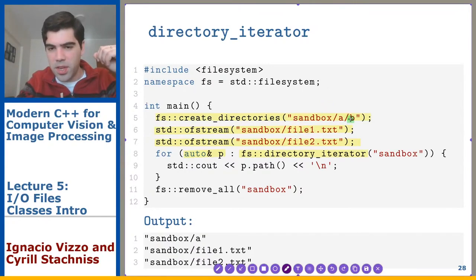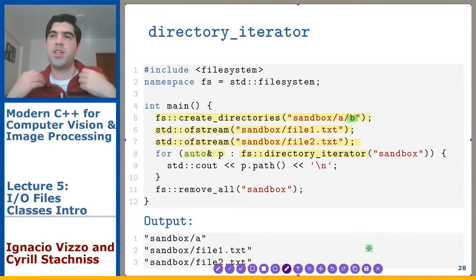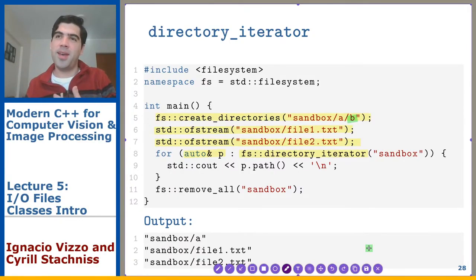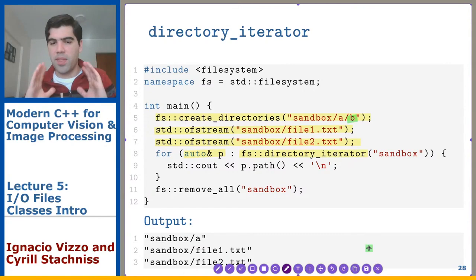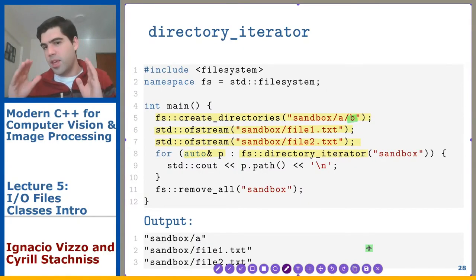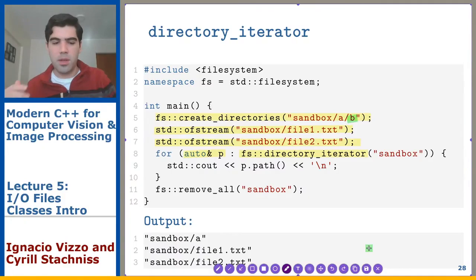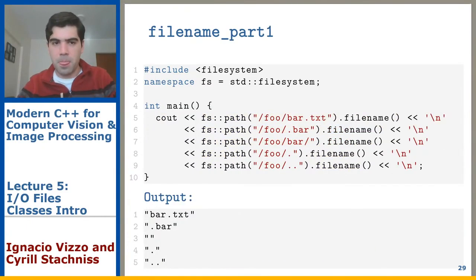And b is not here because b is basically a directory and there is no parent. There is some explanation of why it's not being popped out into the output. But for now, the idea is that you can iterate through the directory. So if you're reading PNG files, this is something you can do. You can iterate through the data image directory and then get all the PNG files, for example.